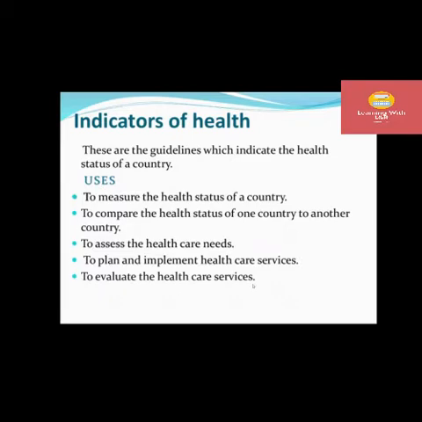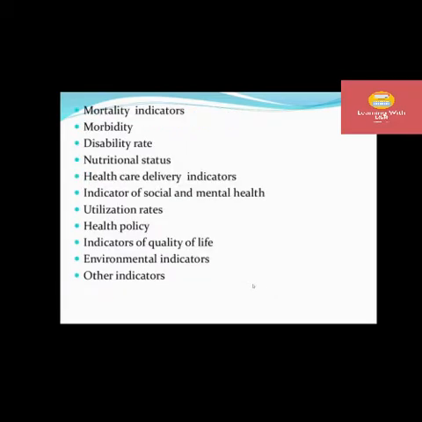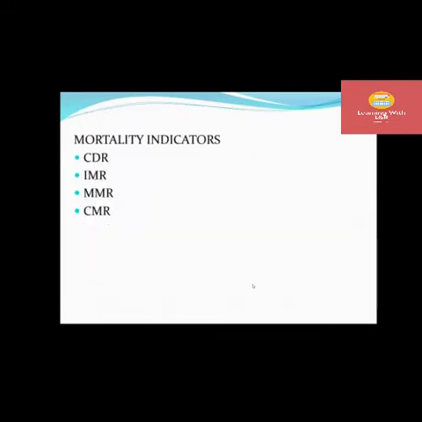What are the indicators we can see? They are mortality indicators. Mortality means the death rate. Morbidity means the disease rate. Disability means disability of the people. Nutritional status: the people are malnourished or they have a good, well-balanced diet. Then healthcare delivery indicators. After that, the indicators of social and mental health, utilization rates, health policy indicators, quality of life, environmental indicators, and other indicators.